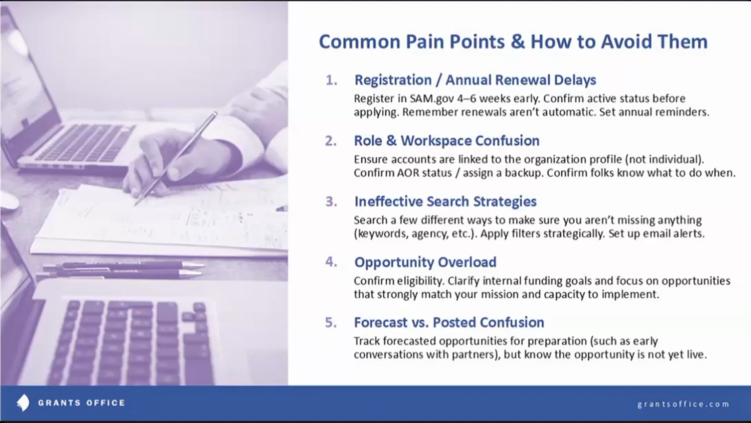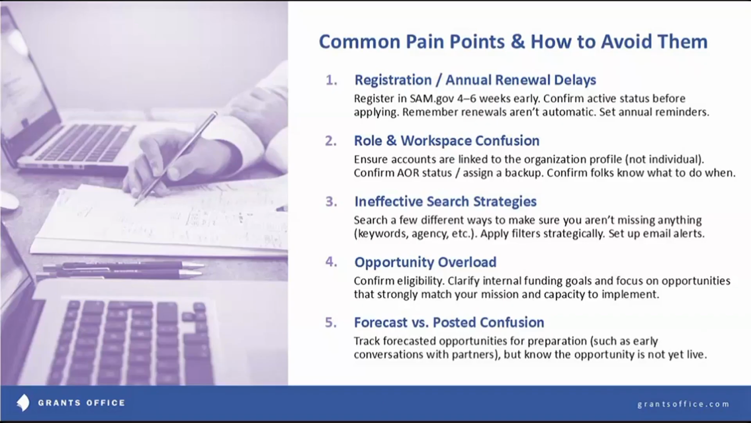So it is easy to underestimate how long registration and renewal in SAM.gov can take. Delays can derail an otherwise strong application. So to be safe, begin registration at least 4 to 6 weeks early, confirm active status before applying, and set annual reminders to renew your SAM.gov registration.